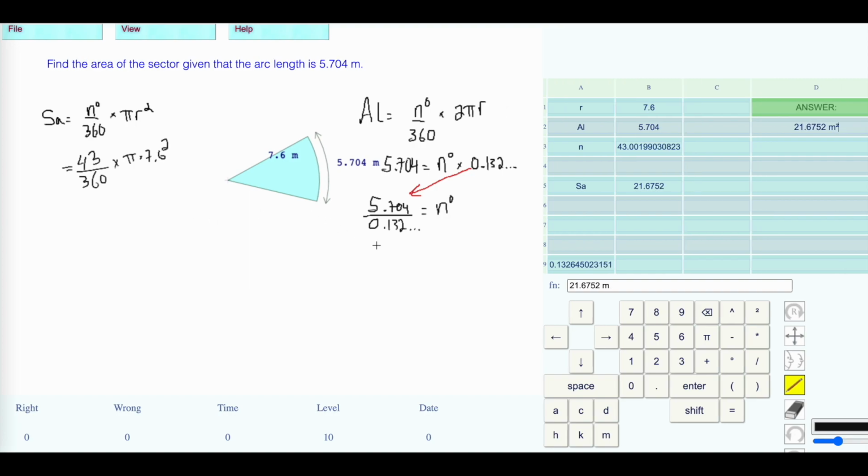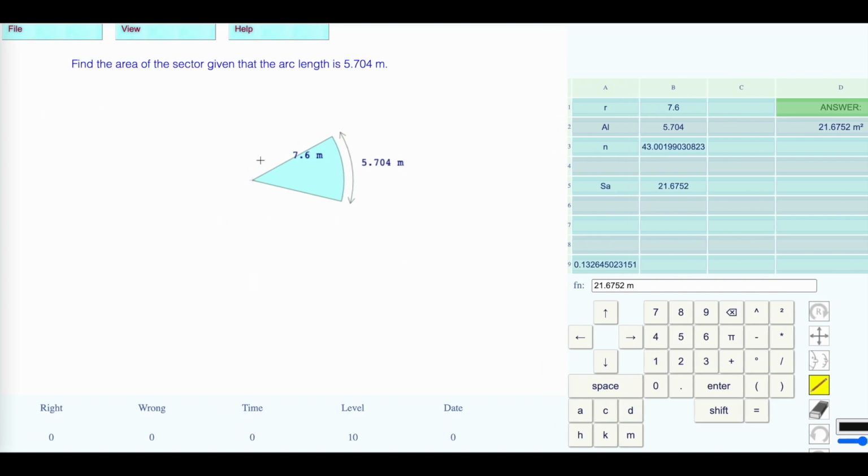There's another way of doing it which might be easier. I'm going to look at it fractionally. I'm going to say that the sector area out of the full area of the circle is the fraction n degrees out of 360. Also, the arc length out of the total circumference is n degrees out of 360. It's the same fraction. So we can say that our sector area out of the area of the circle is the same fraction as the arc length out of the full circumference.